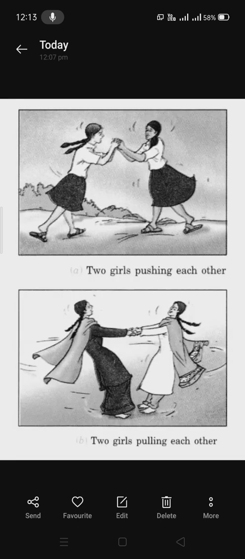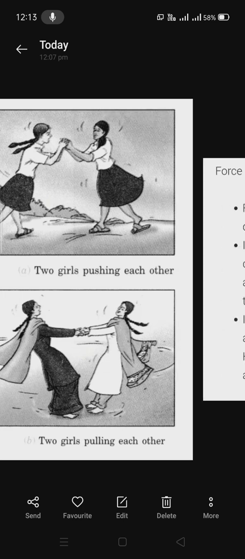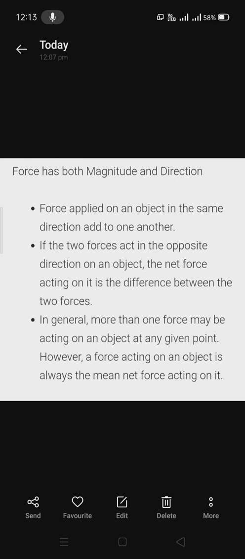One more example is two girls pushing each other. Other figure is two girls pulling each other. In both of them, either you are applying pushing force or pulling force. Force has both magnitude and direction, so it's called a vector quantity.